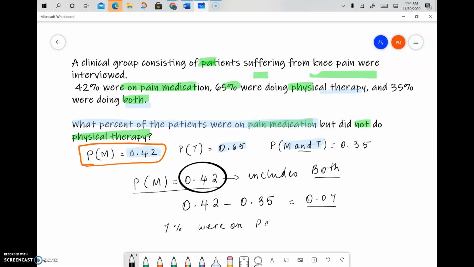So 7% of the patients were on pain medication but not doing physical therapy.